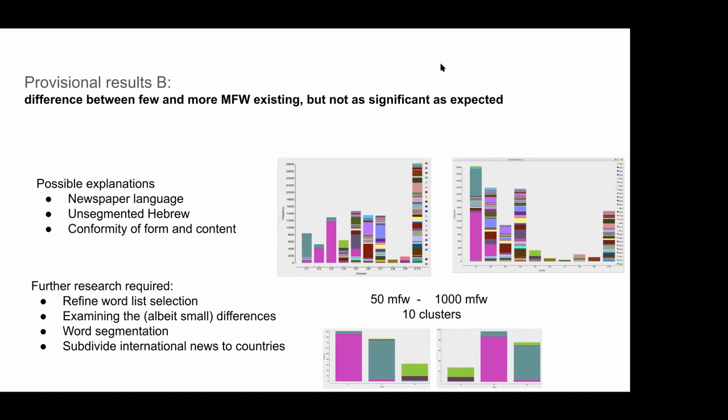Or you can say that this is a limitation of the Hebrew here that is not segmented, so you actually have very few non-significant function words when you analyze the language. Or maybe newspaper language is specifically problematic for stylometry because you don't use that many function words as you do in literary language.